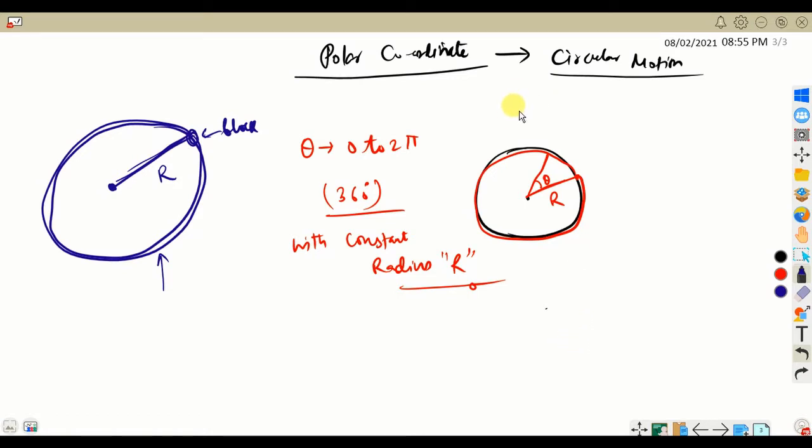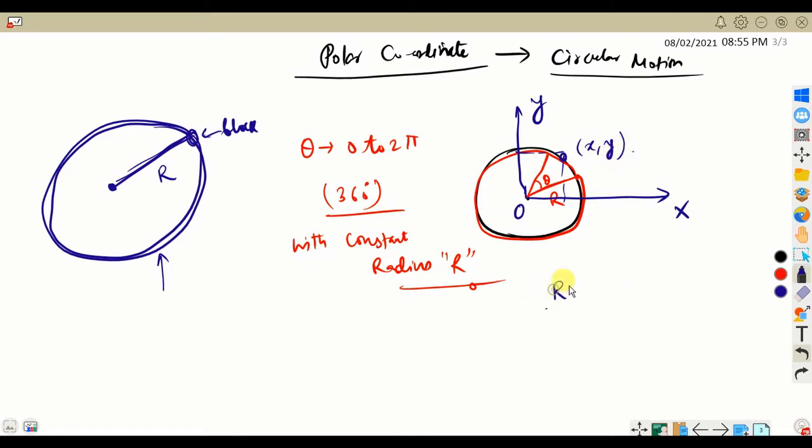So if I am plotting a coordinate system x and y, to find the location of any object, what we can do is figure out, from the origin here, what the coordinates x and y are.